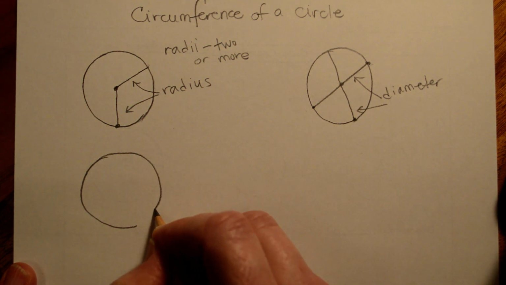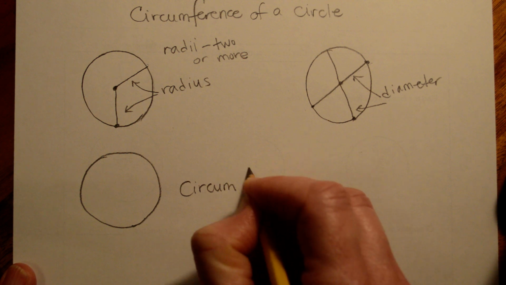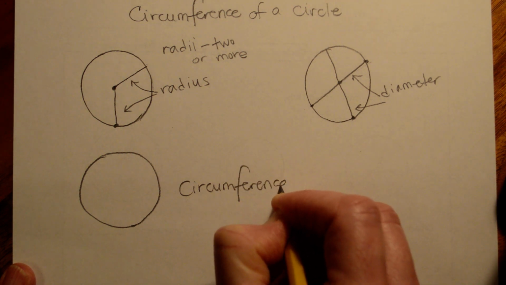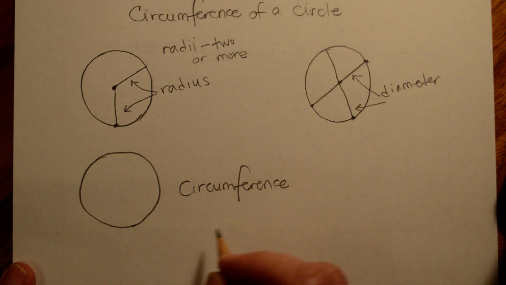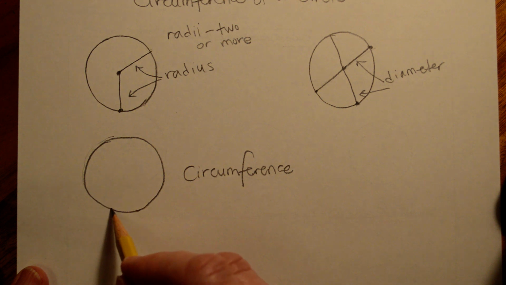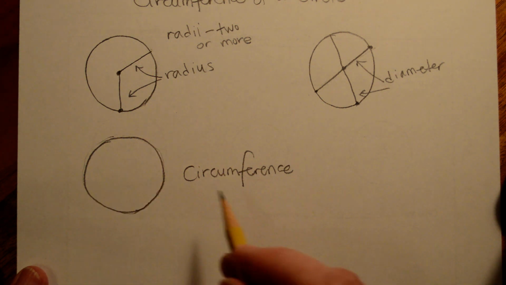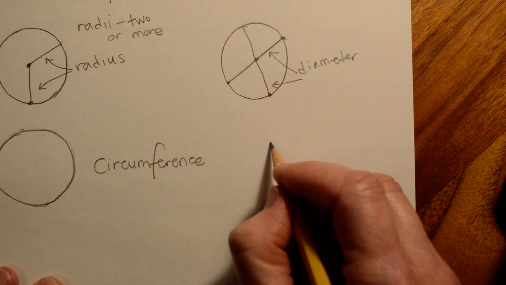All right, so we have a circle. When we measure the circumference, C-I-R-C-U-M-F-E-R-E-N-C-E, what we're doing is we're trying to find the distance around the edge of the circle. Right, this is equivalent to when we talk about a polygon.